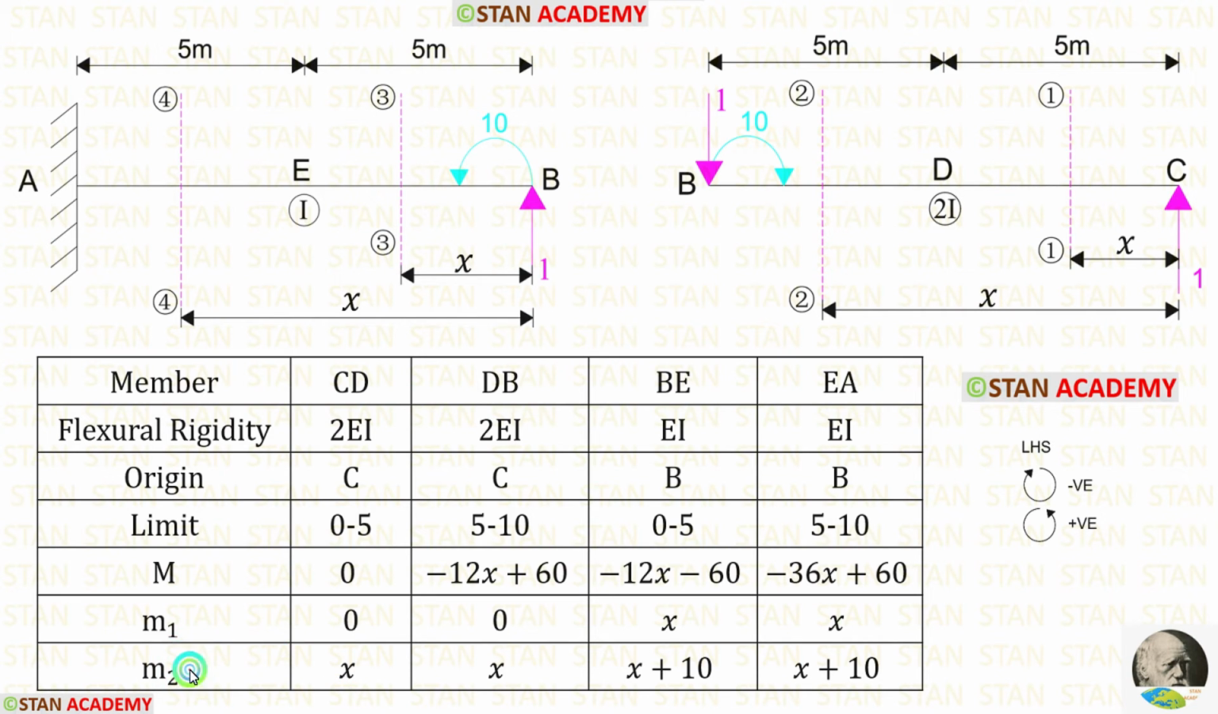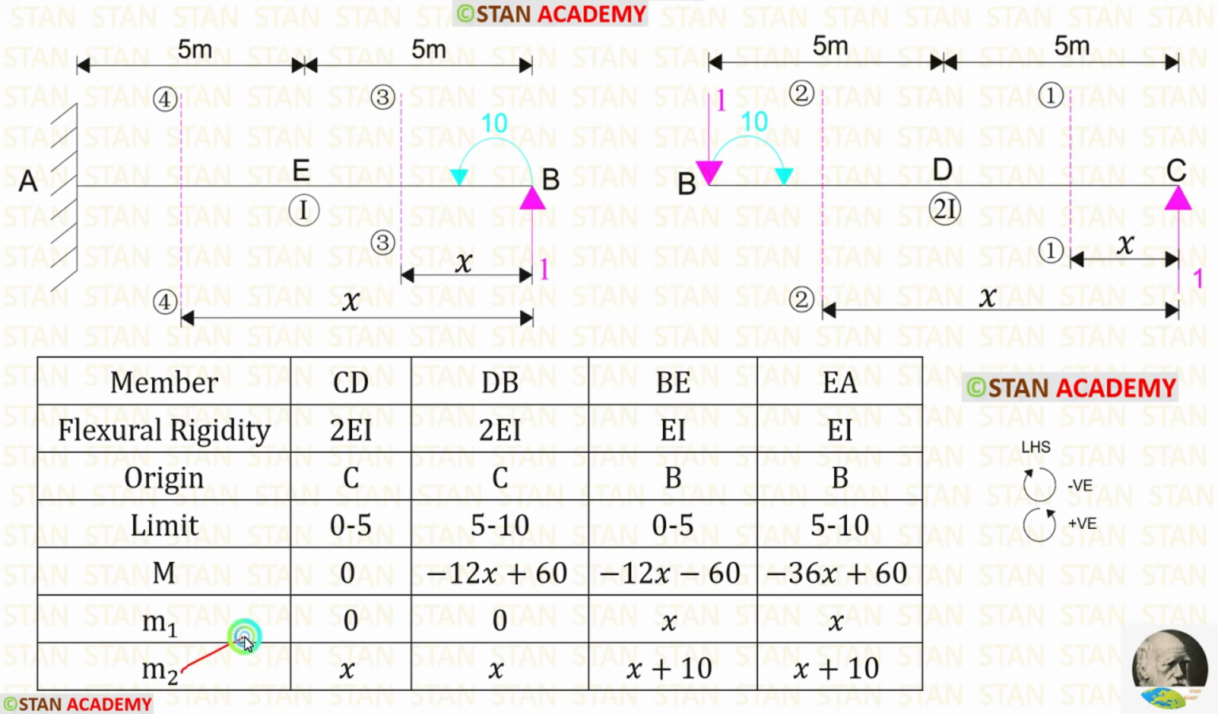Now let us find M2 in CD. In CD, the unit load is acting in the anti-clockwise direction. So it will be positive and the distance is x. 1 into x, we will get x. Now let us find M2 in DB. The unit load is acting in the anti-clockwise direction, so it will be positive and the distance is x. 1 into x, we will get x.